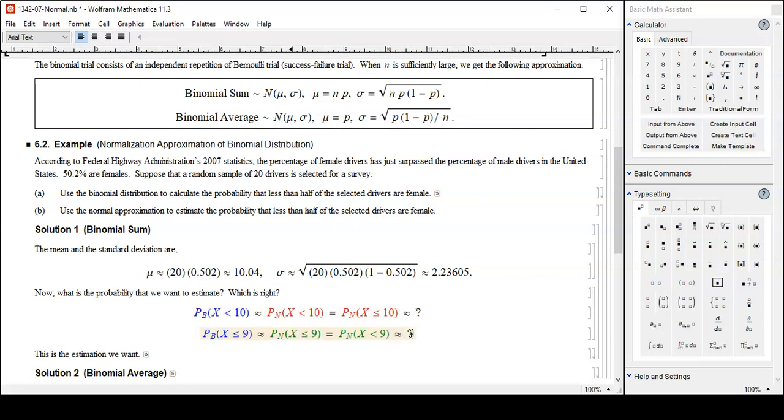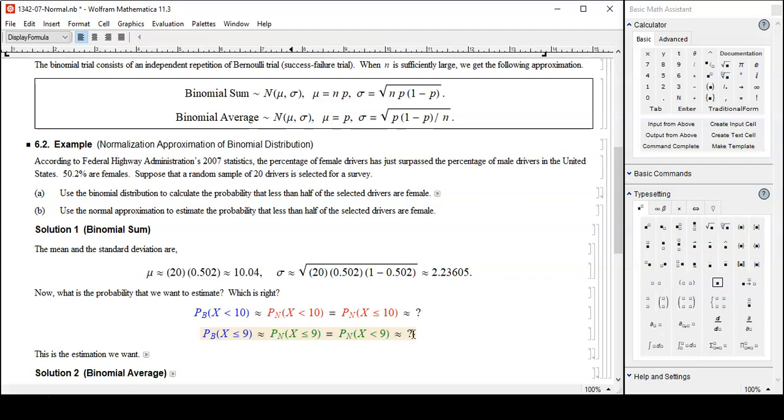Now look at the first line and second line. They're supposed to be the same because less than 10 people or less than or equal to 9 people are the same, because binomial is discrete. But normal approximation is continuous, so we end up with less than or equal to 10 versus less than or equal to 9, or strictly less than 10 versus strictly less than 9. They're different. So which is right? Whether you use 10 or whether you use 9, we get different answers. So how do I reconcile it?